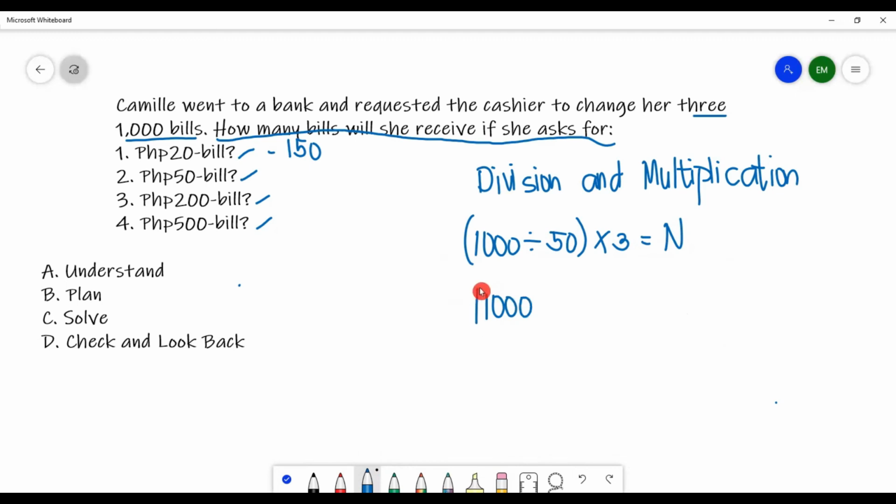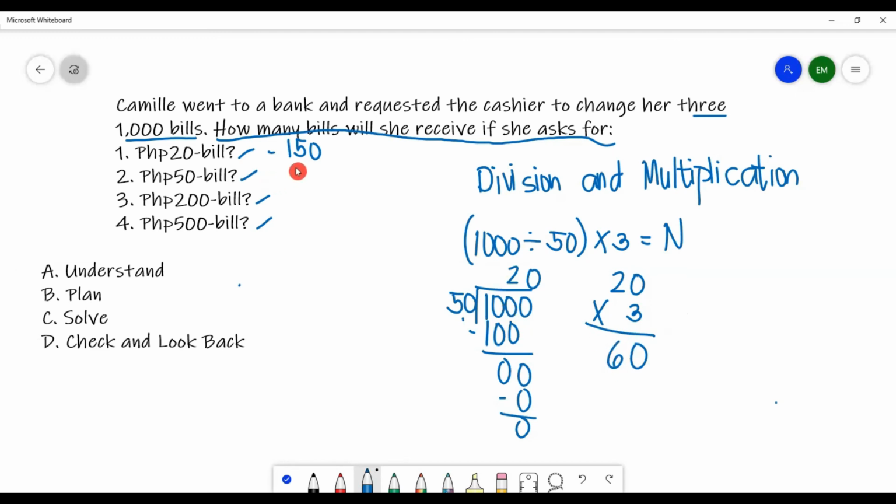1,000 divided by 50. So here, 100 divided by 50, we have 2. 2 times 50, we have 100. 100 minus 100 is equal to 0. Bring down 0. 0 divided by 50 is equal to 0. 0 times 50 is equal to 0. So we have 20 there. Now, we're going to multiply 20 by 3. 3 times 0 is equal to 0. 3 times 2 is equal to 6. Therefore, we have here 60 50 peso bills.